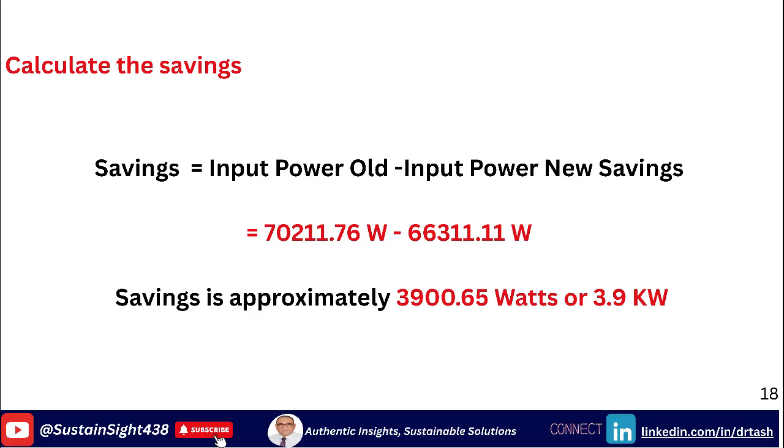So, by replacing the old 85% efficient motor with the new 90% efficient motor when running at 80% load, we save about 3.9 kilowatts of electrical power. This example clearly shows the direct impact of even a seemingly small increase in efficiency on the actual power consumption and potential energy savings, especially for motors that run for many hours.